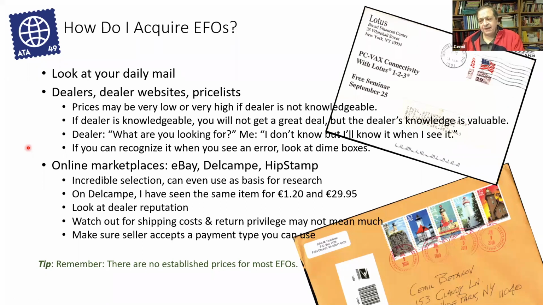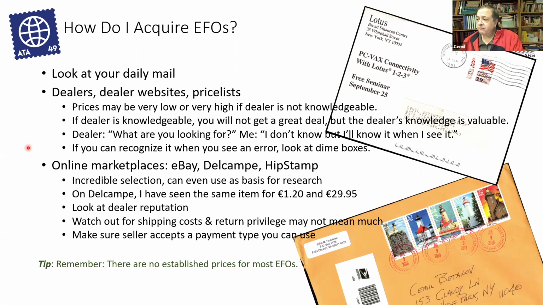Another good resource that I use very heavily is the online marketplaces: eBay, Delcampe, Hipstamp. The reason is that they have very large selections, in particular on Delcampe. The amount of material you find is incredible. You can go as far as doing statistical analysis on the frequency of EFOs in there. It's just mind-boggling.